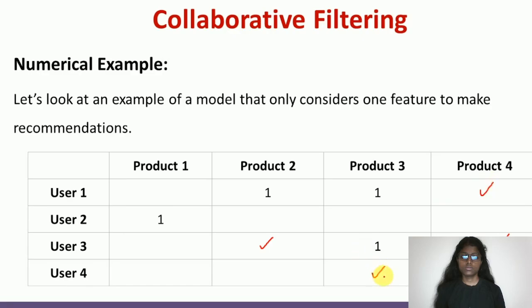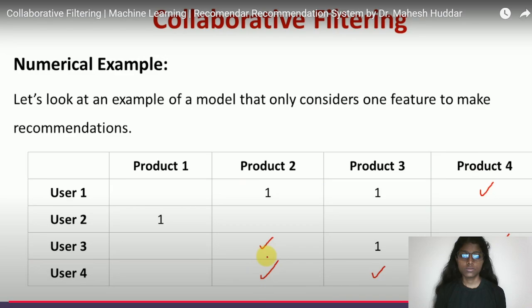Now, we have recommended product 3 to user 4, and user 1 has already liked product 3. User 1 also likes product 2, so the same product can be recommended to user 4 also. All three products were recommended: some users have already liked a product, and based on this data, that product can be recommended to other users also. So this is how recommendation works in collaborative filtering.